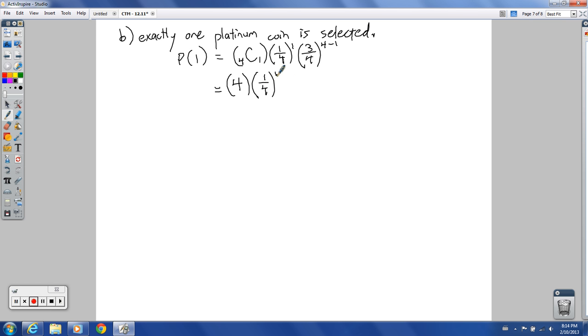Then 1/4 to the first, 3/4 to the third power this time. This becomes 4. This is just 1/4. And this is just going to be 3 times 3 times 3, 27, over 4 times 4 times 4, 64, right there. You could write this over 1. You could say, oh, 4 times 1/4 is 1, do that. I'm going to just multiply it all the way through first on this, and we'll see why that is at the very end. But you could reduce right now if you wanted to.